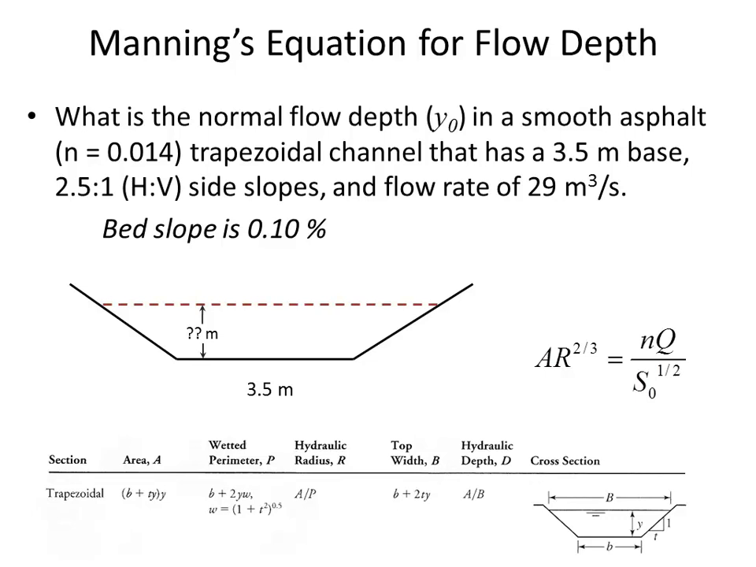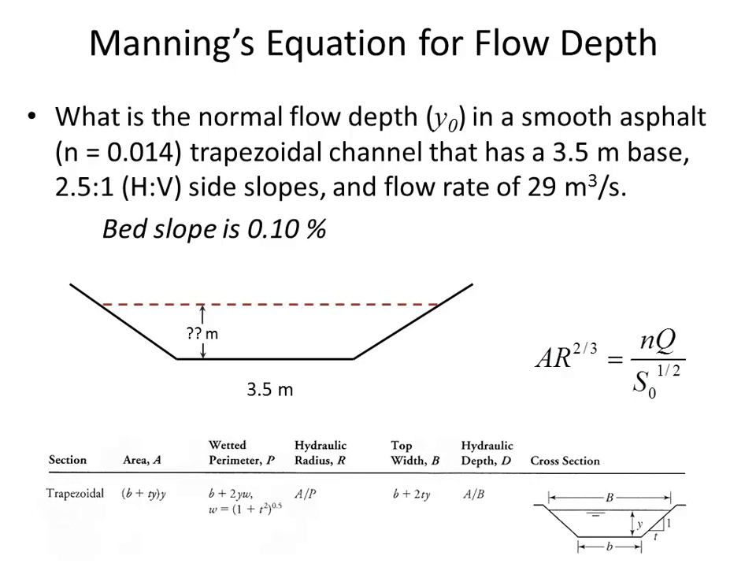Okay, that's going to be equal to the n value, 0.014, times 29 cubic meters per second, and the square root of the slope. Okay, the right-hand side of that equation is 12.839. And so really what we need to do is find what Y value is equal to 12.839.